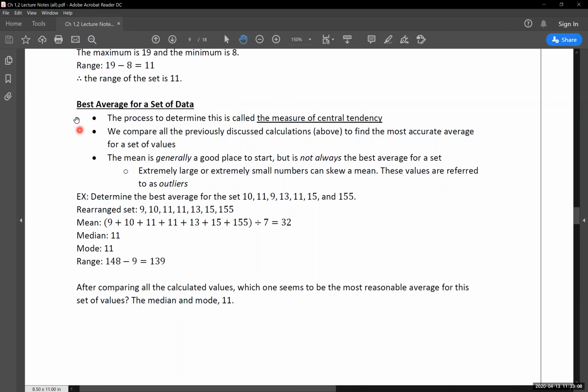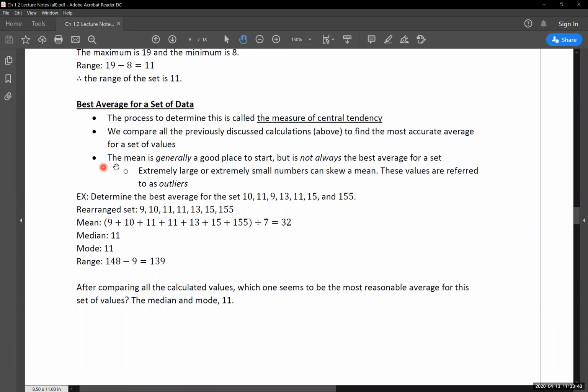So the idea of trying to find the best average for a set of data, and best is sadly a very subjective term with some of these. We call the process for determining that the measure of central tendency. It's a big fancy way of saying, I'm going to do all these calculations and then figure out which one is the best for what I'm working with. Okay? So our general idea is we're going to compare all the previously discussed calculations, the mean, median, mode, range, all of that, to find the most accurate average for a set of values that we have.